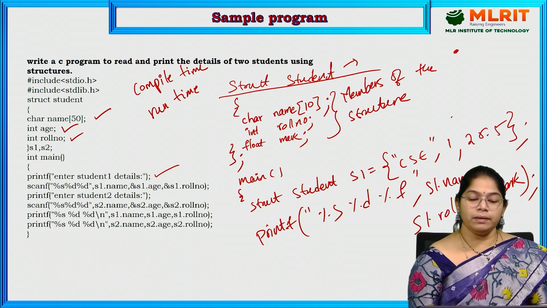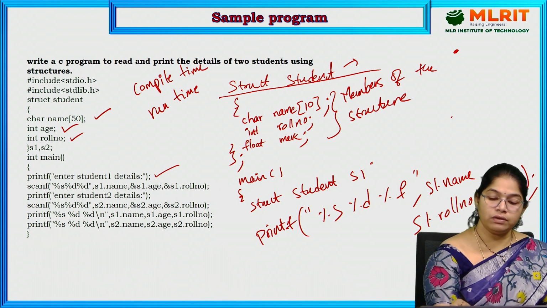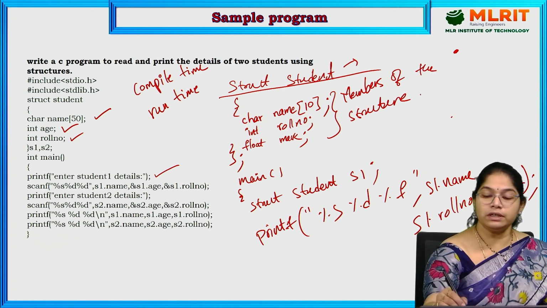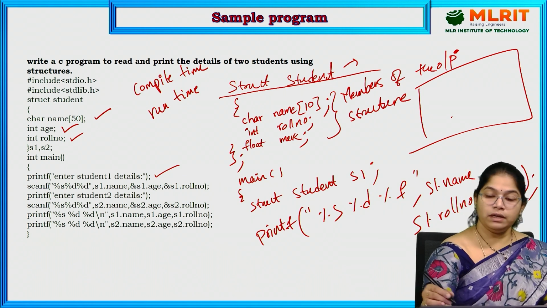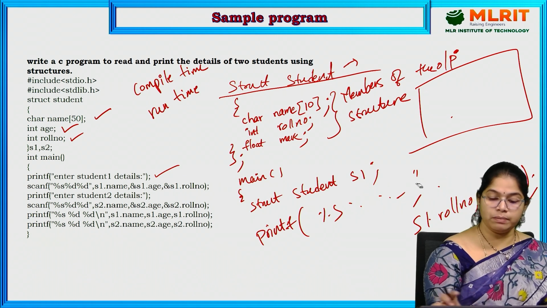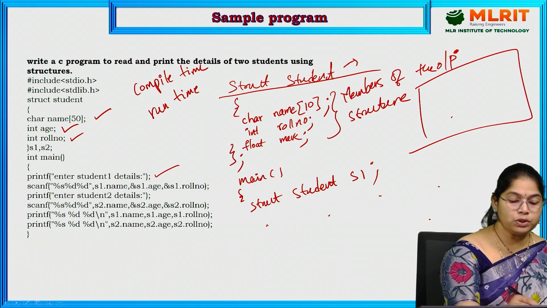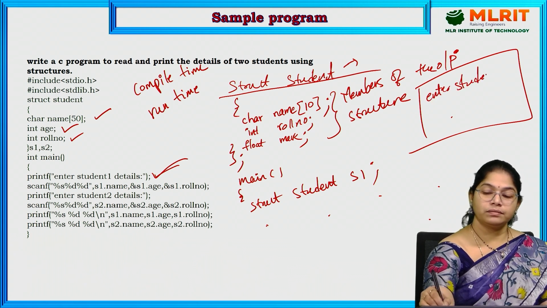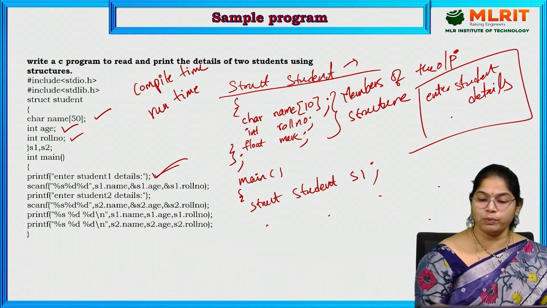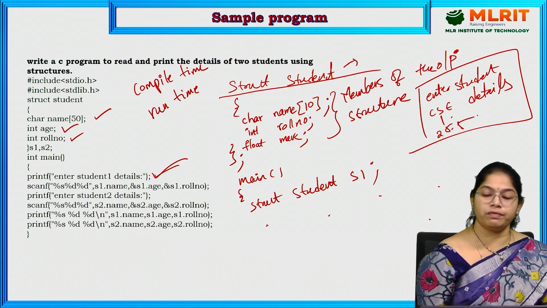Now coming to runtime, that means we are not providing the values here. We are giving the values at runtime, that means on the console window, the output window. Here I am writing one more statement after this: printf, "Enter the student details." So the details I am providing for that student are CSC, then 1, then 25.5.